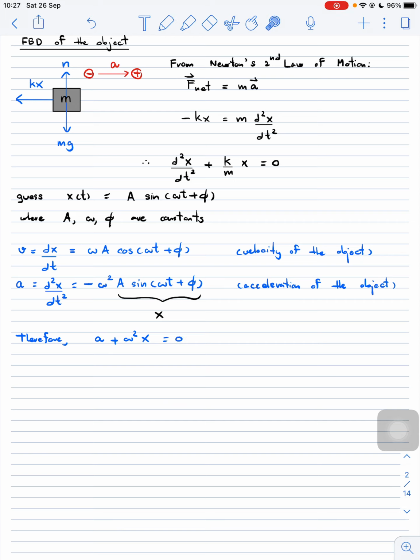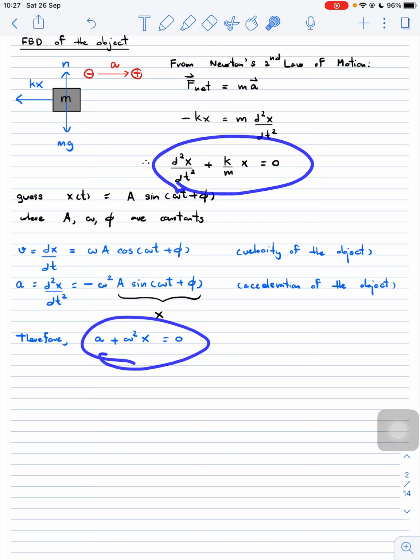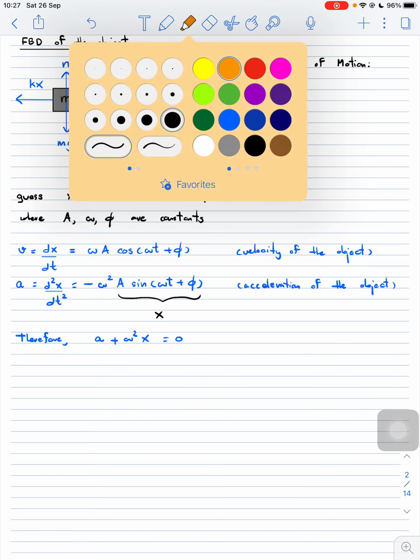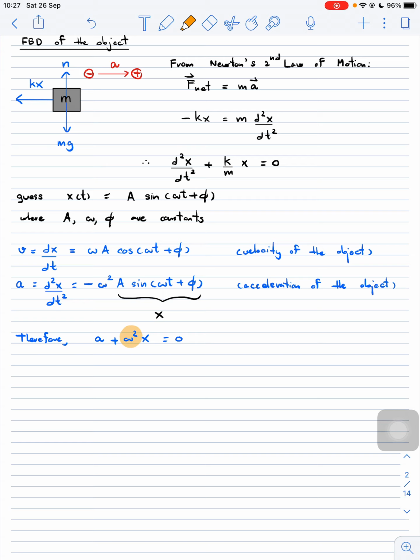So if you compare this with this, it just has the same form. Then we can conclude that this omega square must be equal to k over m, because this is equal to a already, and we have the same x here. So it means that omega square must be equal to k over m.